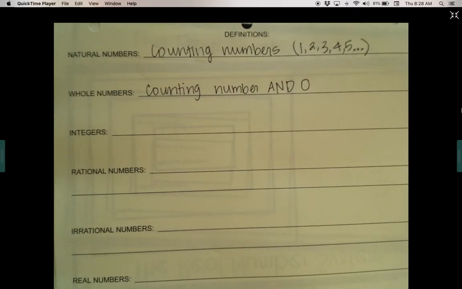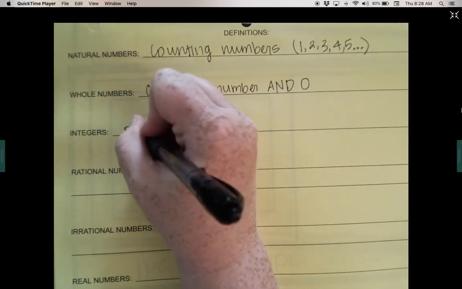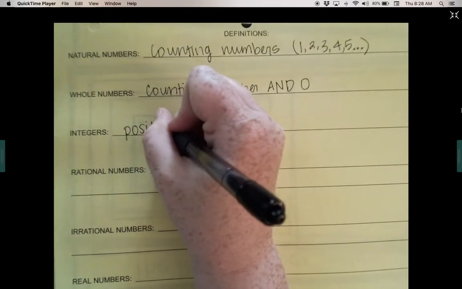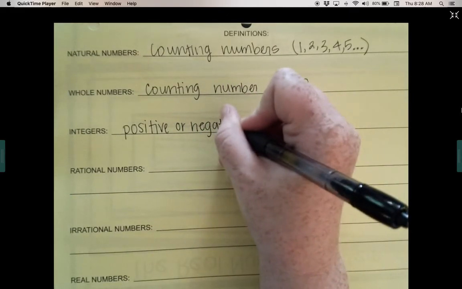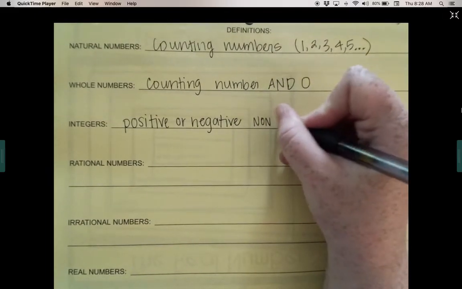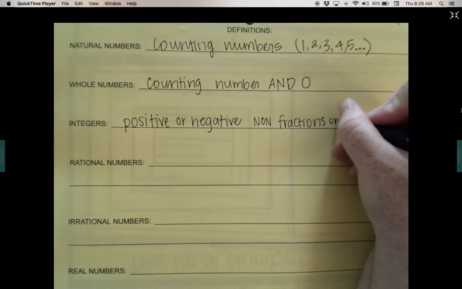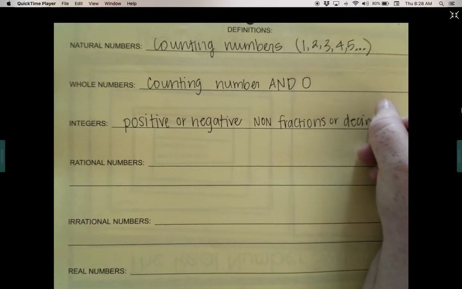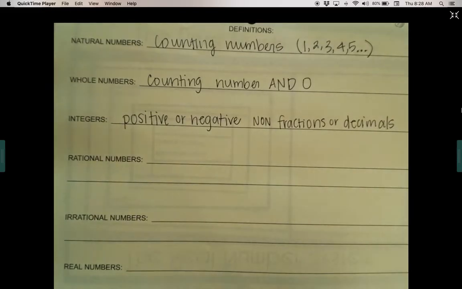Okay. An integer is positive, but it can also be negative. But they are not fractions or decimals. And I forgot to include an example on whole numbers, but once we get that written down, I will provide a couple of examples of each.